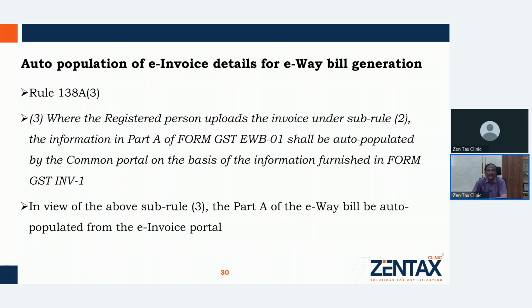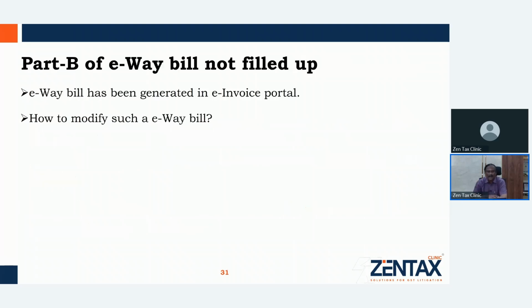Part B is an option. You can fill it up from the portal or through the e-way bill portal. So this is an important aspect, as it gets automatically populated. Next is modification of the e-way bill. Modification of the e-way bill is also required sometimes. Sometimes you have to modify the e-way bill.